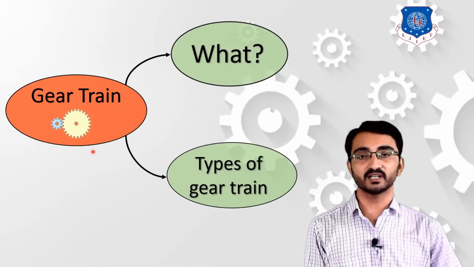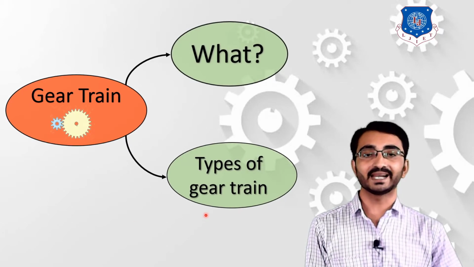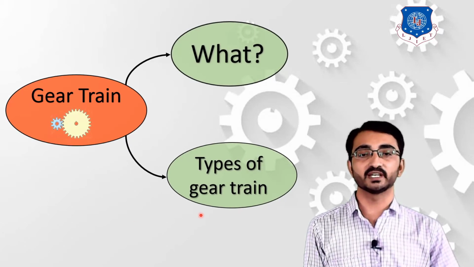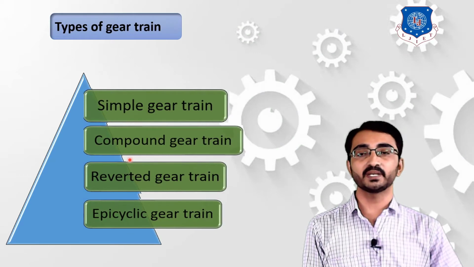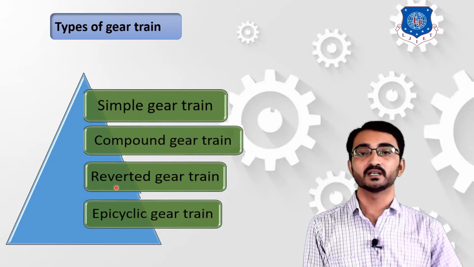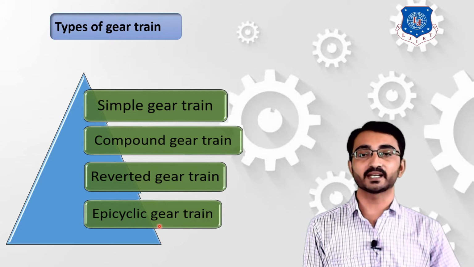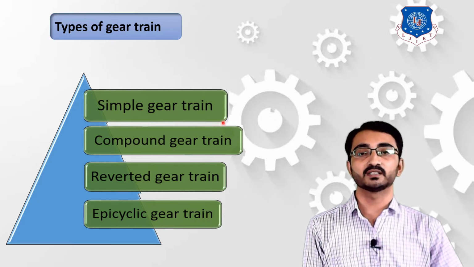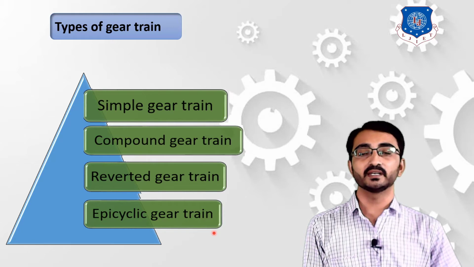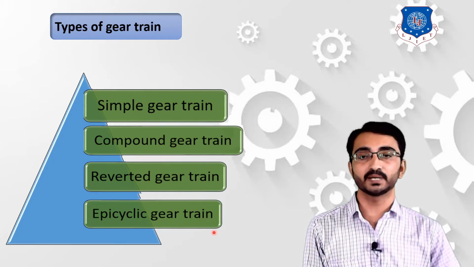Okay, now after learning what a gear train is, let's understand the various types of gear trains. There are mainly 4 types of gear trains: simple gear train, compound gear train, reverted gear train and epicyclic gear train. We will learn all 4 types of gear train in our syllabus. So let's start with the first one, that is simple gear train.